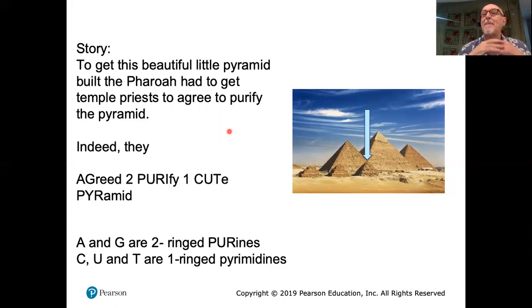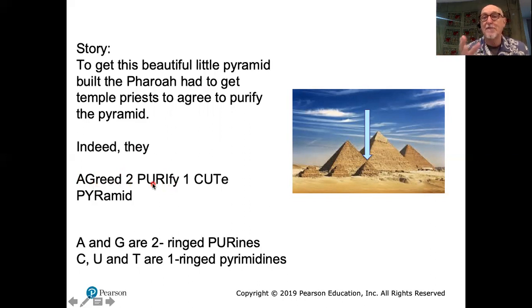They took a look at it. They loved his little pyramid. And they agreed to purify one cute pyramid. And there it is there. Agreed to purify one cute pyramid. A and G, adenine and guanine, are two-ringed purines. Adenine, guanine are two-ringed purines.